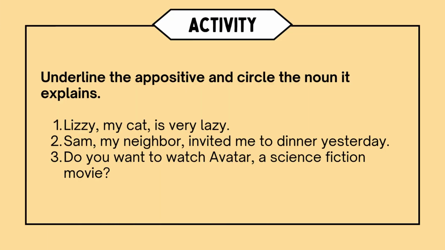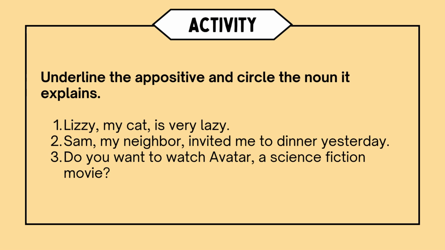Let's do this in an activity together. But first, let's try to identify an appositive in a sentence. In this activity, you have to underline the appositive and circle the noun it explains.